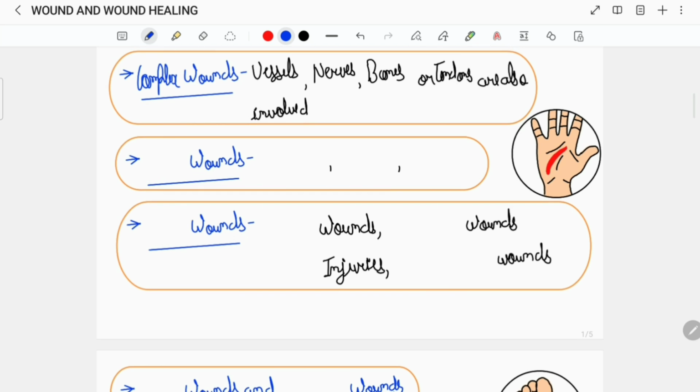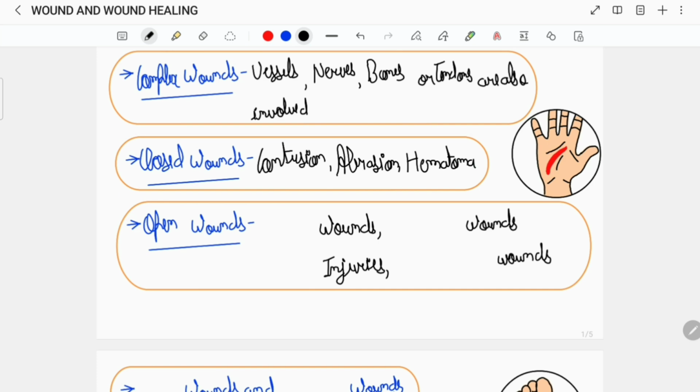Or it can be classified as a closed wound or an open wound. Closed wounds can involve contusion, abrasion, and hematoma. Open wounds can involve an incised wound, a lacerated wound, crush injuries, and penetrating wounds.